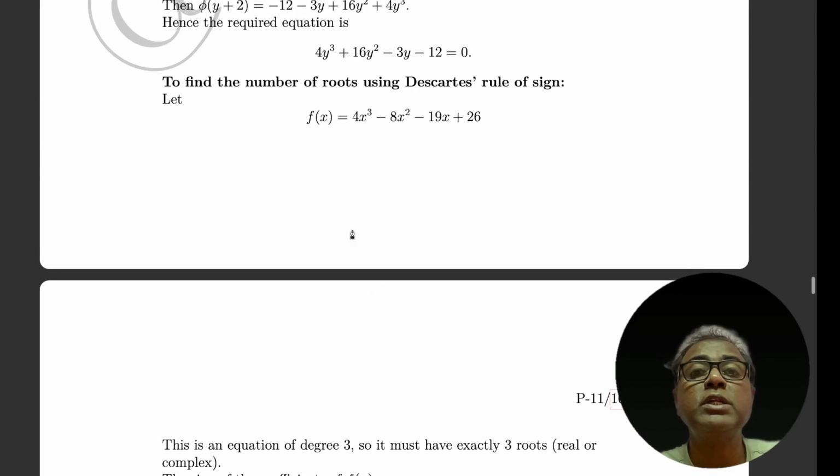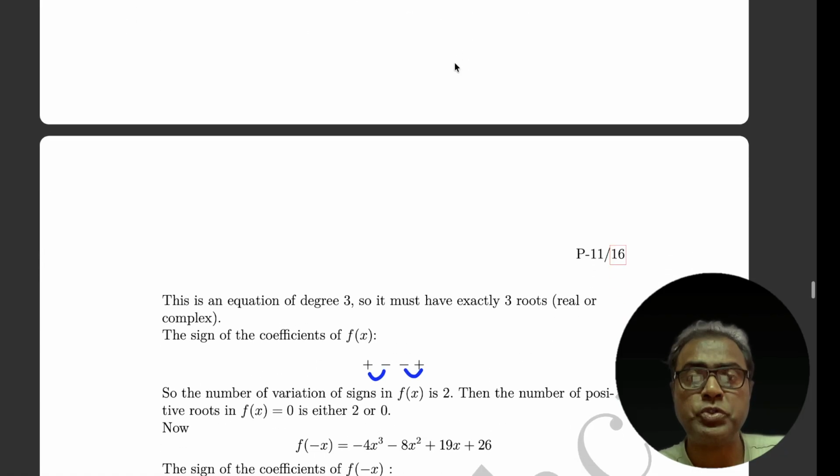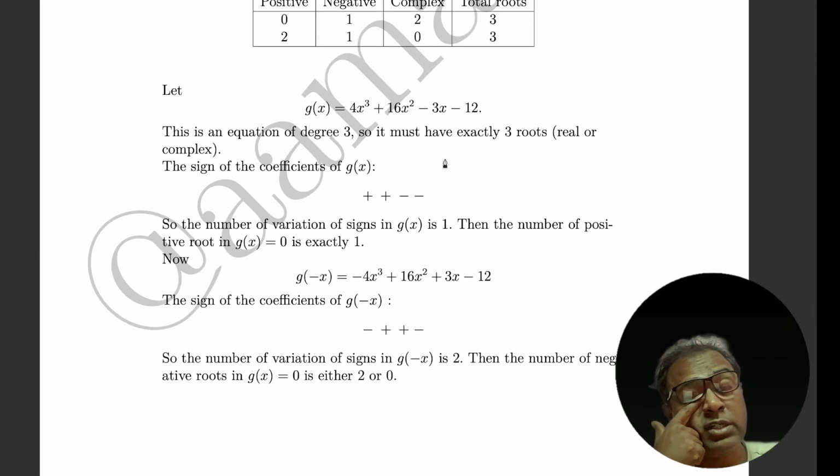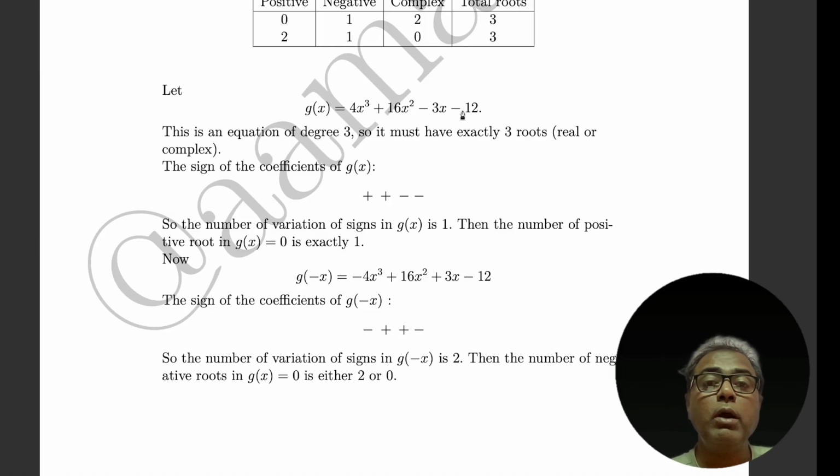Next, the transformed equation gx. This transformed equation is 4y cube plus 16y square minus 3y minus 12 equal to 0. For this transformed equation, the signs of the coefficients are plus, plus, minus, minus. So we get only one change of sign. So the number of positive roots in gx equal to 0 is 1.